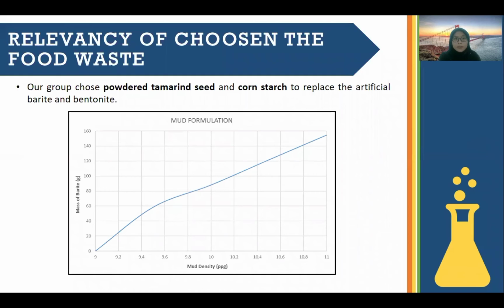Next, I will explain the relevancy of choosing the food waste itself. In this lab, our group chose powdered tamarind seed and cornstarch to replace the artificial barite and bentonite. Five different mud formulations have been carried out to achieve five different mud densities, which are 9 ppg, 9.5 ppg, 10 ppg, 10.5 ppg, and 11 ppg. Therefore, based on the graph that has been plotted, we can observe that the higher the mud density to be achieved, the more tamarind seed powder will be used, with a constant amount of cornstarch and water.